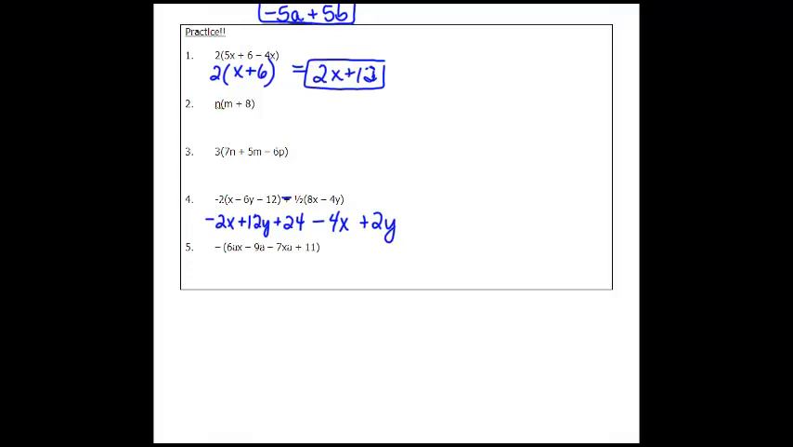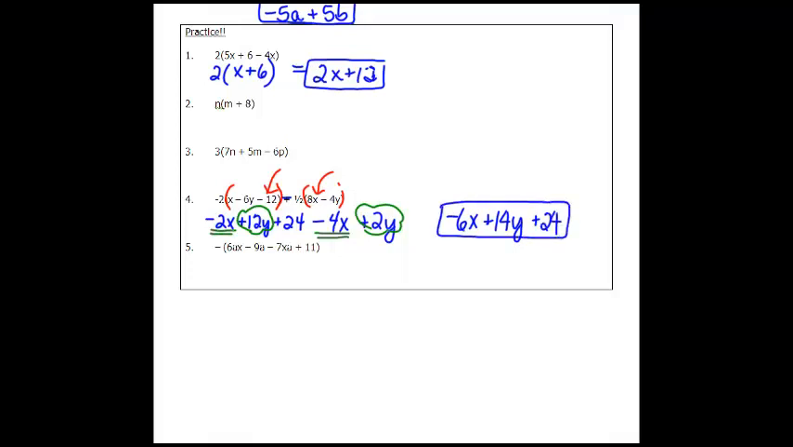Notice that I didn't combine like terms before I distributed because that is not legal. Parentheses give us our order of operations. I'm going to want to combine the negative 2x and the negative 4x. I'm going to want to combine the 12y with the 2y and then leave the 24 for last. That's going to give me negative 6x plus 14y plus 24. Why don't you try 2, 3, and 5 and come back and check your answers.